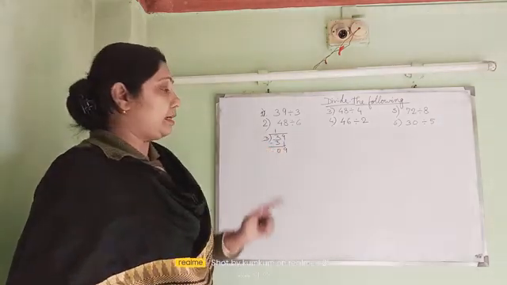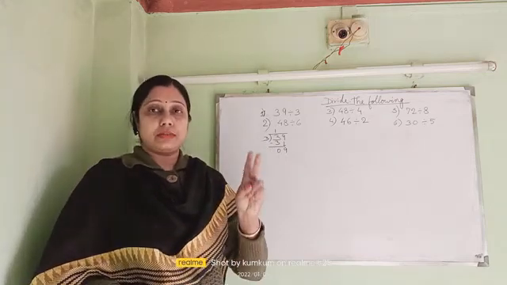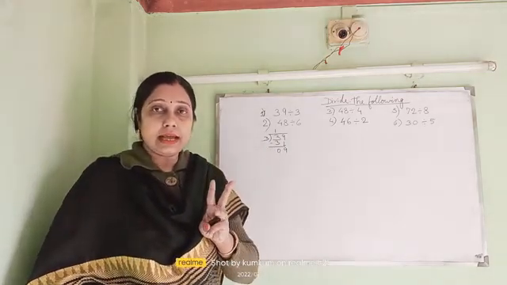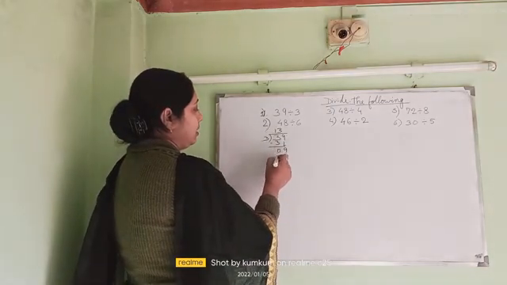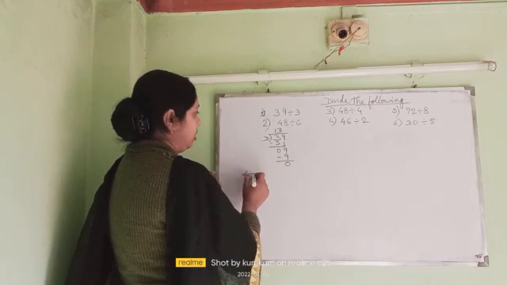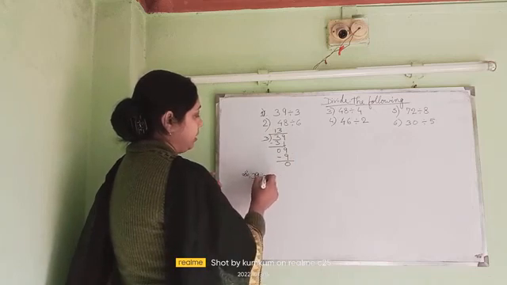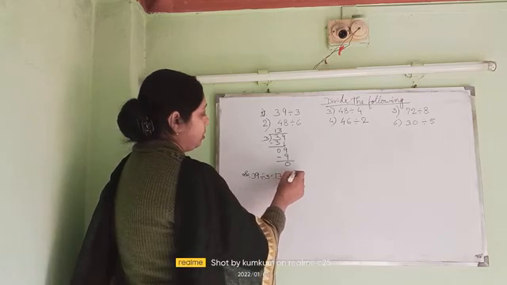Now we have to read the table of 3 until 9 is coming. So 3 ones are 3, 3 twos are 6, 3 threes are 9. So here it will become 3 and here it is 9. 9 minus 9 is 0. So I am going to write here: 39 divided by 3 equal to 13 and R equal to 0.